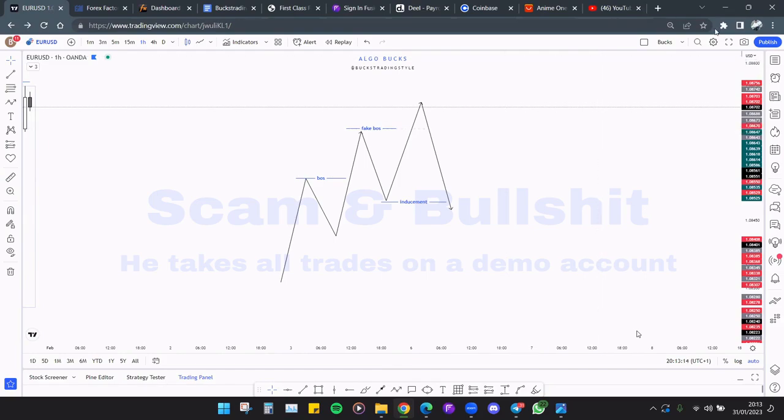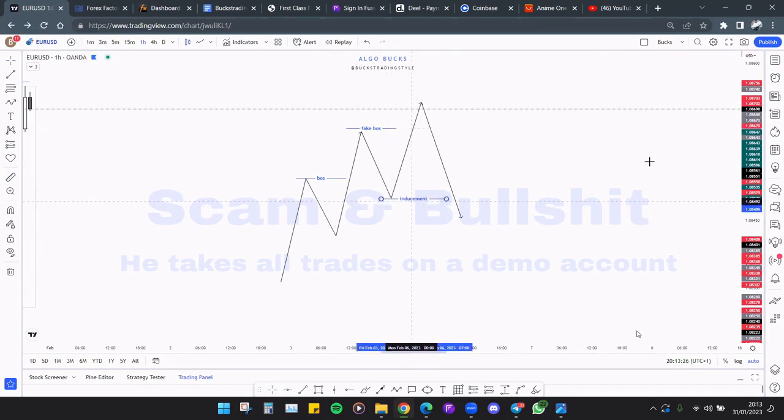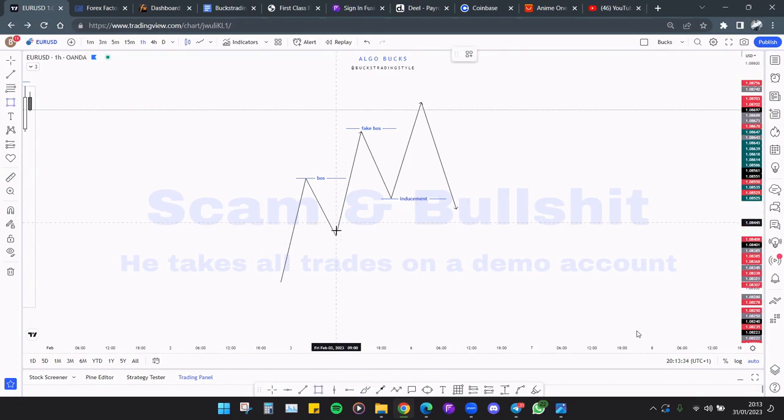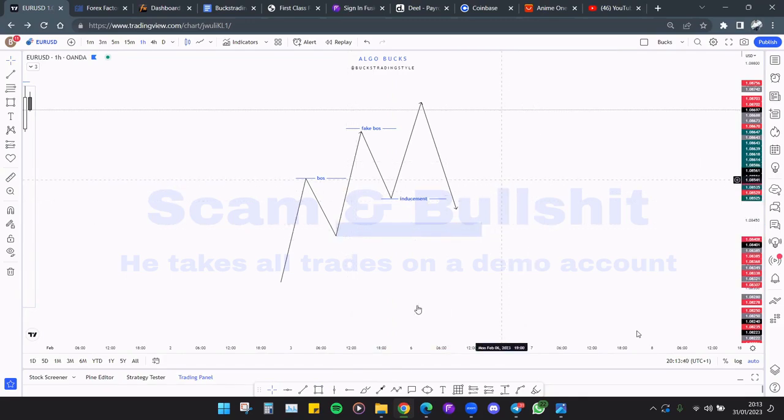So when we got this right here, okay, when we got this, this then becomes our fake break of structure. This then becomes our inducement, right? Now, after the inducement has been taken, for you to consider this level, because there might be a sell to buy candle right here. For this sell to buy candle to be valid, we need to see IPA.